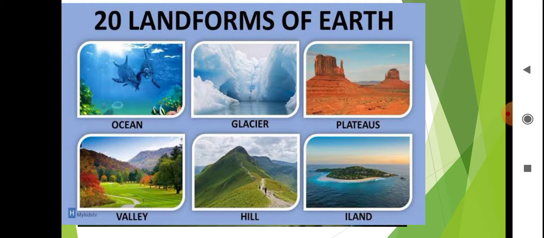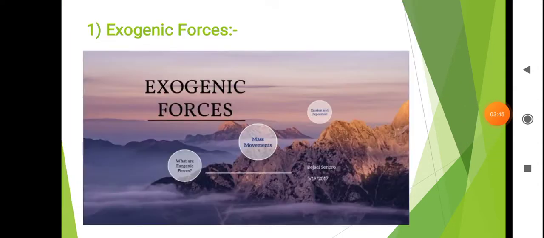There are different landforms: plateaus, mountain, plain, hill, glacier, valley, island, ocean. These are examples of landforms, and all these landforms are constantly changing. There are two important processes. Number one, the exogenic force. We will study the exogenic force in detail.